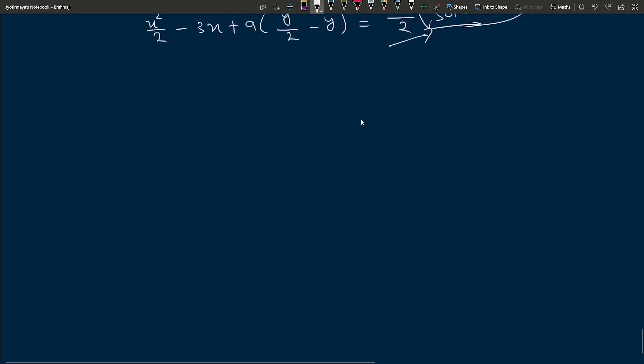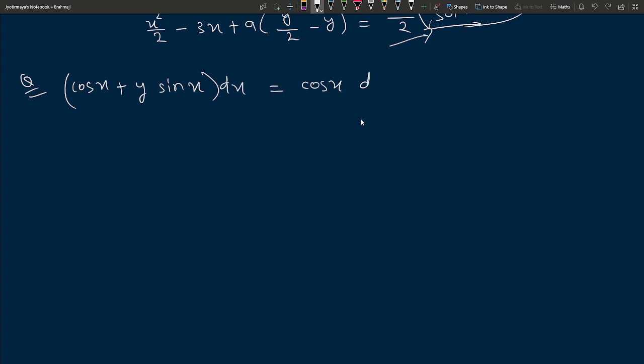So let's solve another question like this. Write cos x plus y into sin x, all into dx, equal to cos x into dy, y of pi equal to 0.